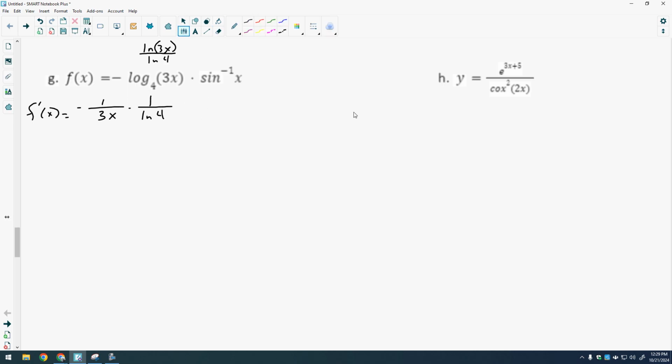All right, letter H. Y prime equals, I see quotient rule, so let's dive in. Derivative of the top, e to the 3x plus 5 times the derivative of the exponent. I'm going to run out of room, I can see that already. So there's the derivative of the top times the bottom. Just rewrite.